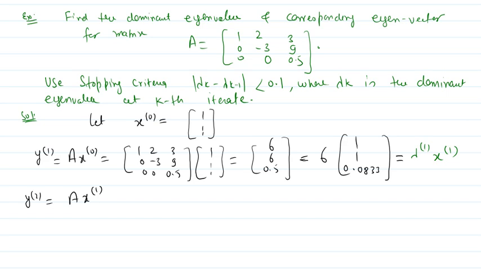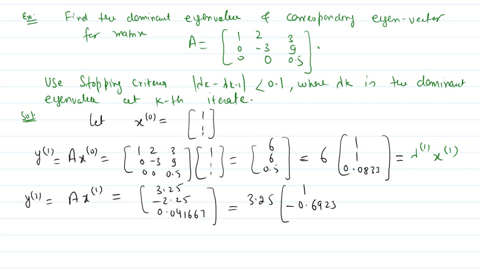Now we continue. Now we multiply this matrix A. So instead of x0, write this 1 1 0.0833 in the same way. So you got your answer 3.25, minus 2.25, 0.041667. So largest is 3.25. I am taking it outside. So you got 1, minus 0.6923, 0.01282. So this is lambda 2 x2.